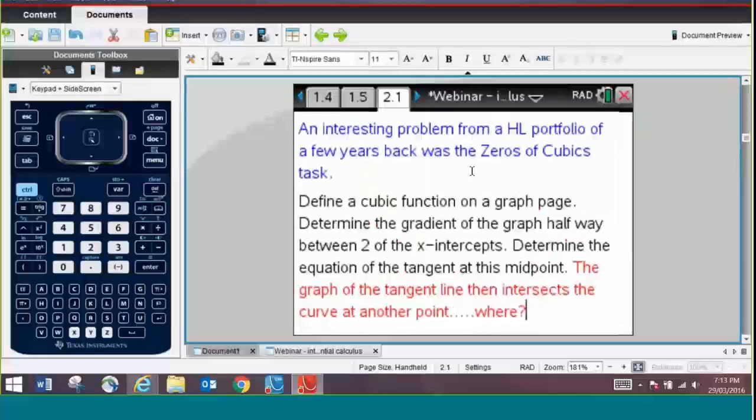So one of the other things that you can do with the calculator is find the gradients of a tangent. There was a really nice portfolio task a few years back, some of you might remember from high level, called the zeros of cubics task. Basically you just needed to define a cubic on a graph page, find the x-intercepts, go to the midpoint of two of those x-intercepts and determine the equation of the tangent and see where that tangent intersects.